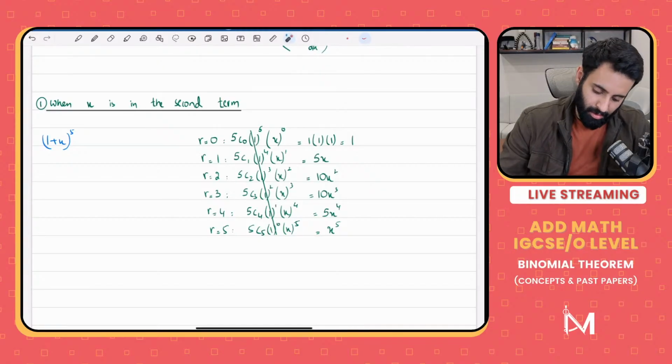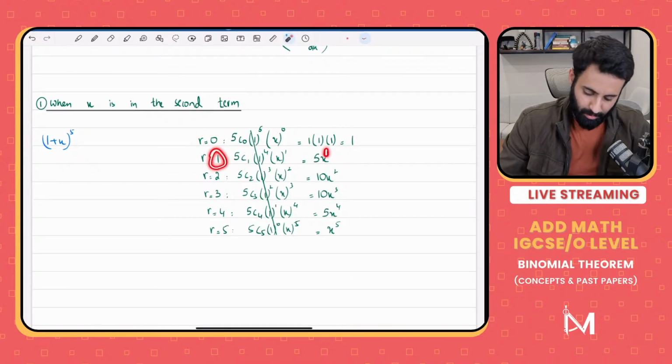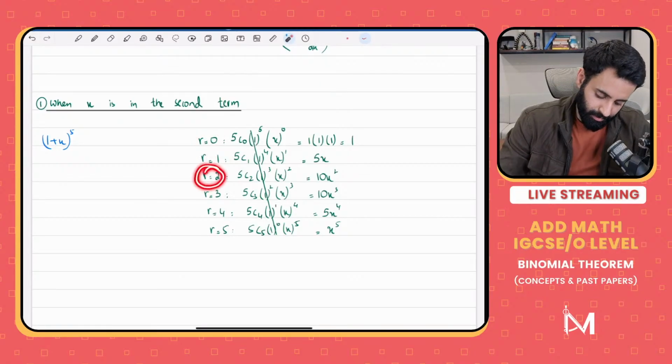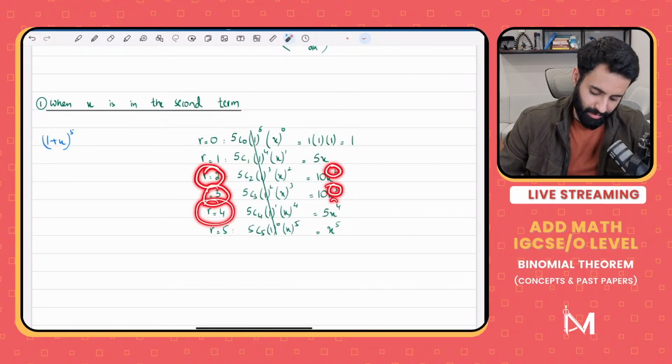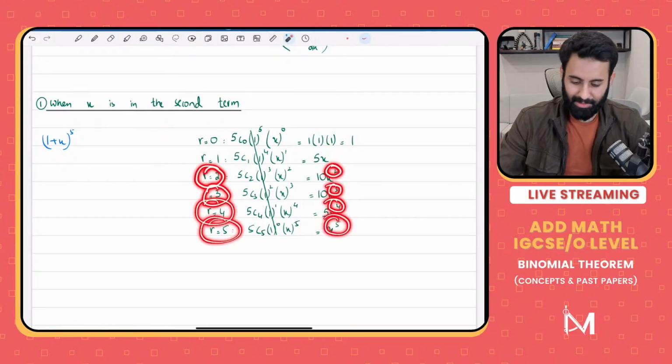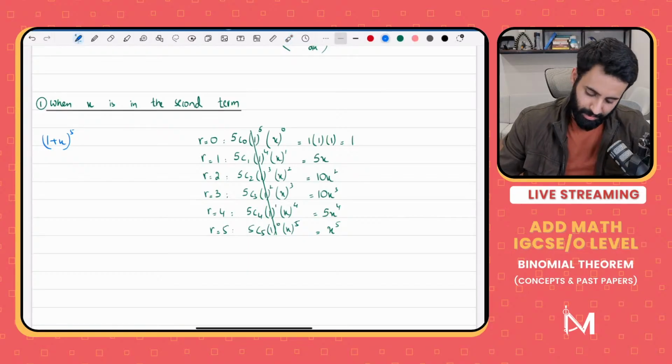So if r is 0, notice that there is no power of x. When r is 1, the power of x is 1. When r is 2, the power of x is 2. When r is 3, the power of x is 3. When r is 4, the power of x is 4. When r is 5, the power of x is also 5. So what does that mean?